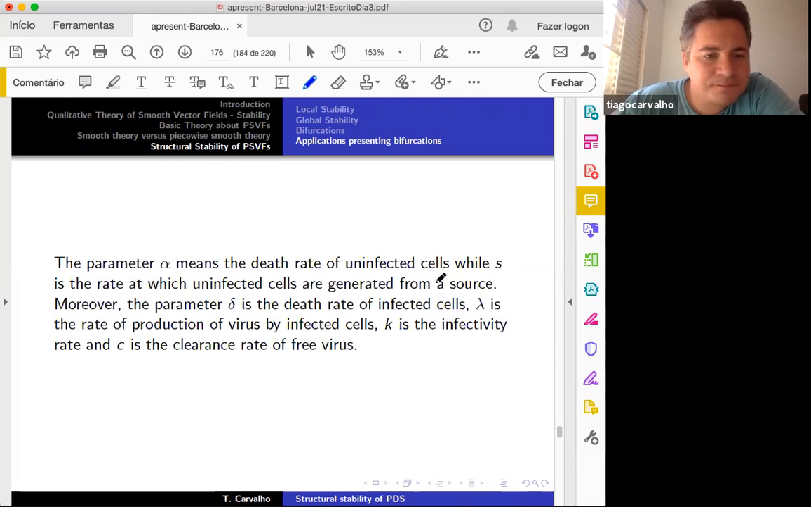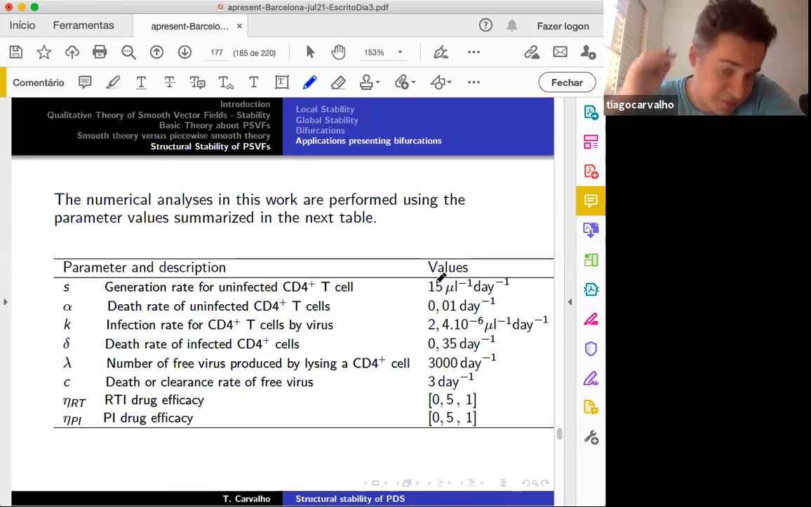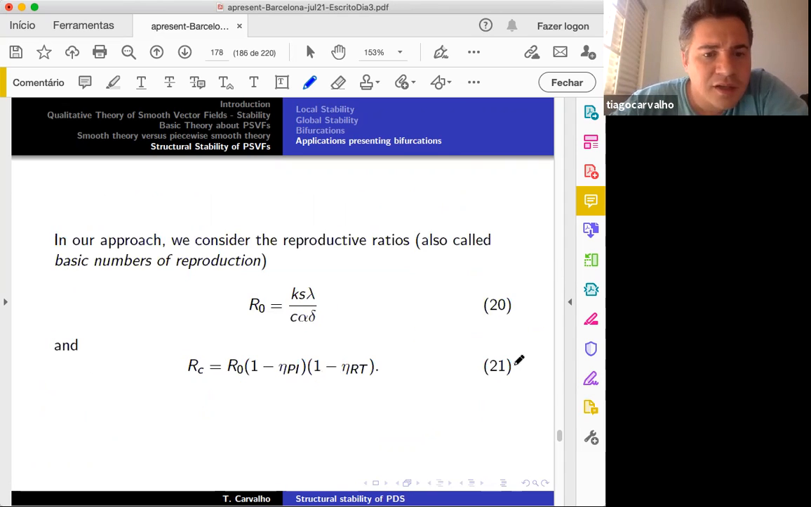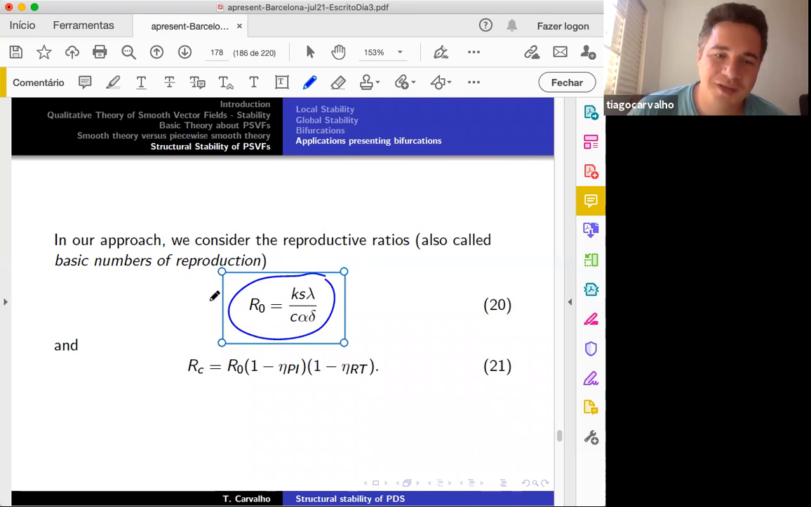So there are some canonical standard values of these parameters, okay. These numbers were found in experiments, okay. And again, and always, there are the basic numbers of reproduction, okay, without and with the treatment.